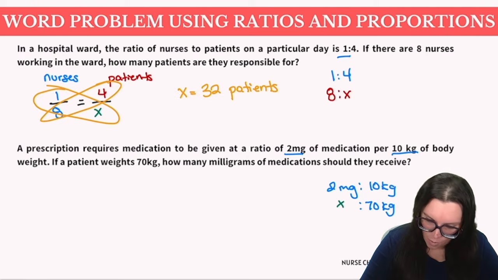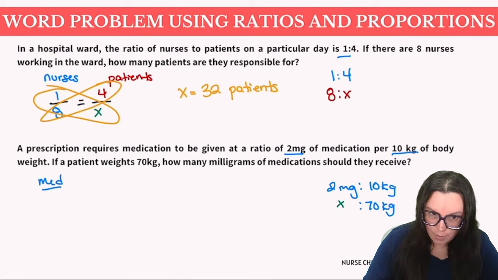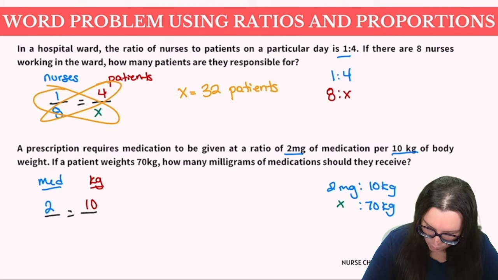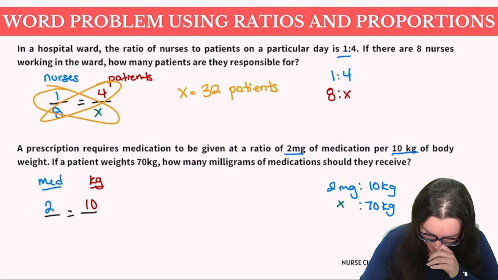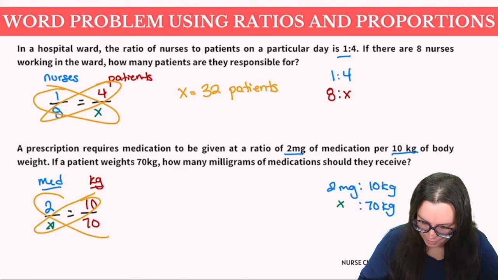So again, we're going to organize our information. We're going to put our med here on the left-hand side, and we're going to put our kilograms, which is our patient's body weight, over here on the right-hand side. And we're just going to plug in our ratios. So we have 2 milligrams of med for 10 kilograms of patient. We know that we have a 70 kilogram patient, so we need to figure out how much med they're going to receive. And now we're just going to cross multiply.